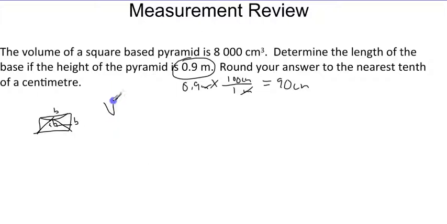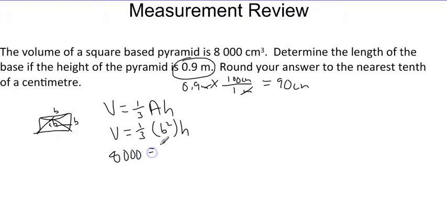So, formula. Volume of a pyramid is 1/3 the area of the base, right? Which is 1/3, let's call this B squared H. Okay, volume is 8,000. 1/3. Our base is, no, our height is 90. Erase. Back to the pen. B squared times 90.